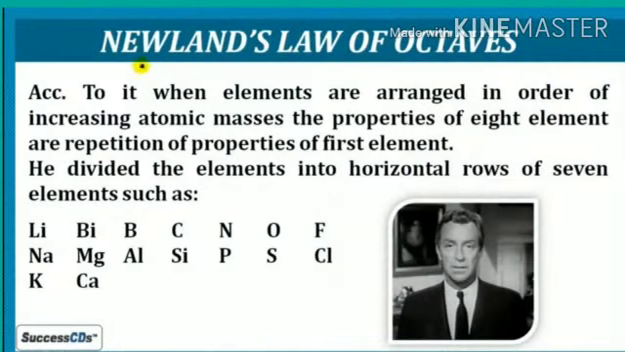Newland's law of octaves. Newland was born in England. He also tried classification of elements. He divided the elements into horizontal rows of 7 elements as shown in figure. He also arranged the elements in an increasing order of their atomic masses. He found that every 8th element shows the properties like first element.